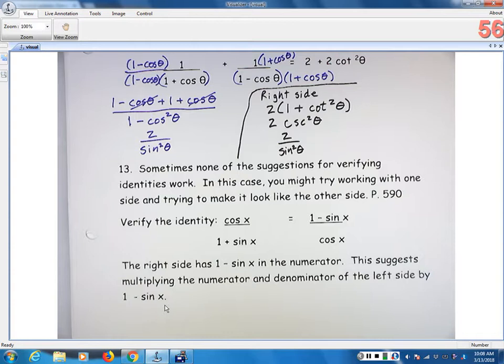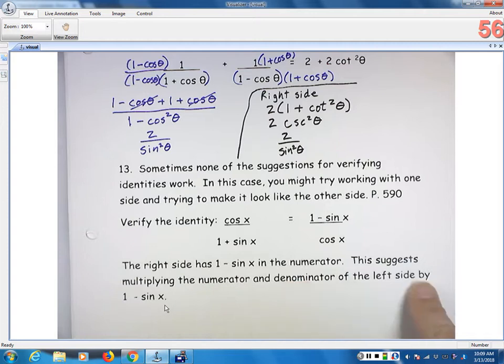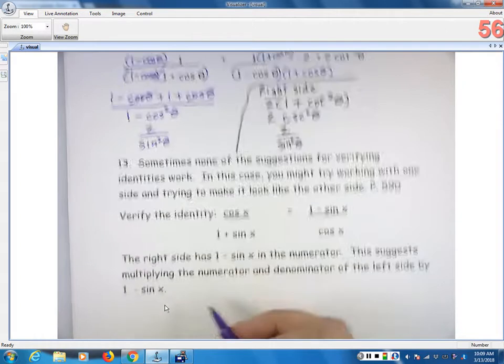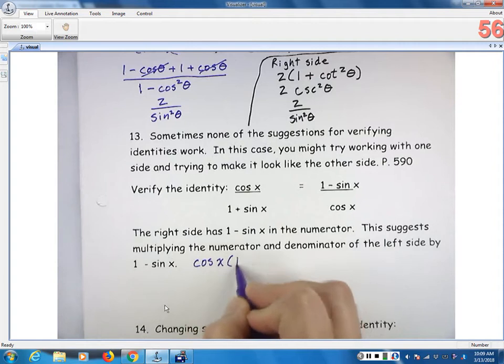Because you have a 1 minus sine x up here in the numerator, you may multiply the numerator and denominator of the left side by 1 minus sine x. So I'm starting with the left side, cosine x.